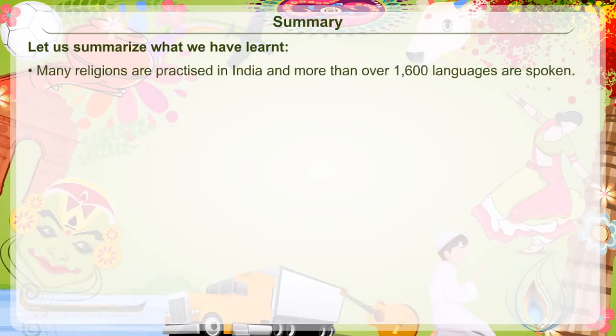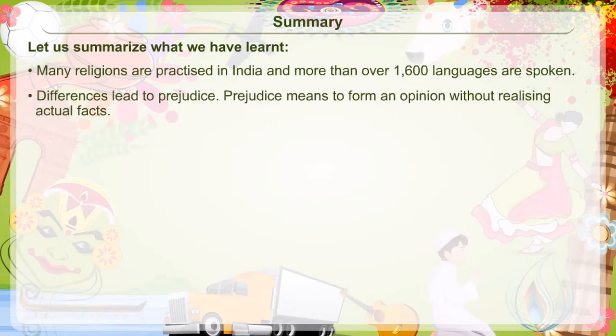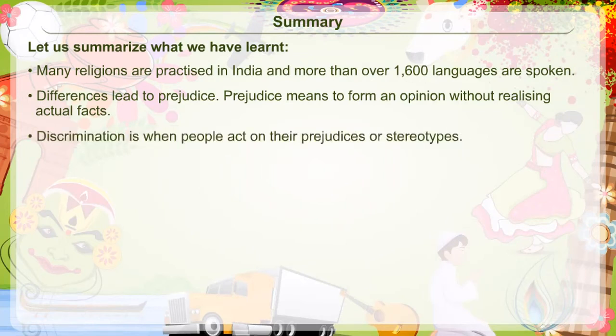Summary. Let us summarize what we have learned. Many religions are practiced in India and more than 1600 languages are spoken. Differences lead to prejudice. Prejudice means to form an opinion without realizing actual facts. Discrimination is when people act on their prejudices or stereotypes.